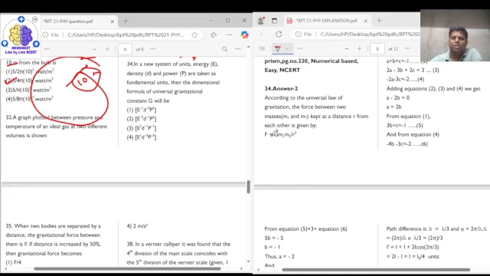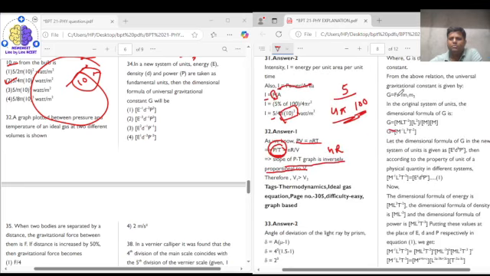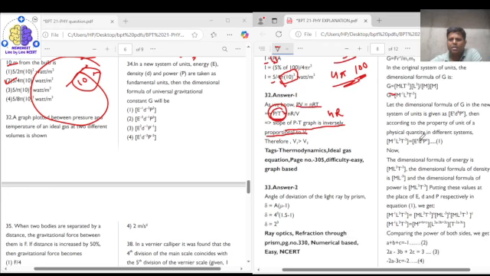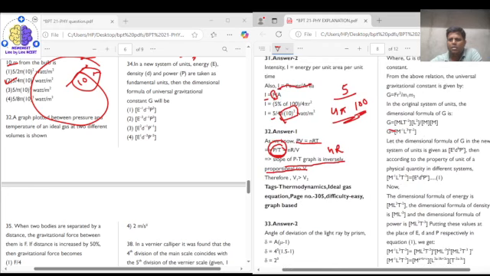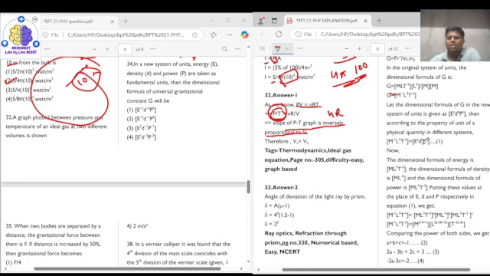Now, according to the universal law, we have F = G m1 m2 upon r squared, right? From here, you can say the dimension of G is M^-1 L^3 T^-2. Now let the dimension of G in terms of E, D, and P be equal to E^a D^b P^c, right? It's the same way we find the relation between some physical quantities. We form the formula.